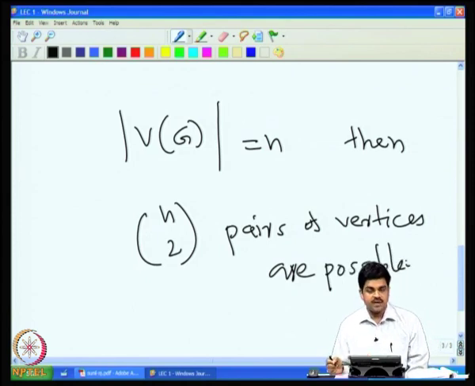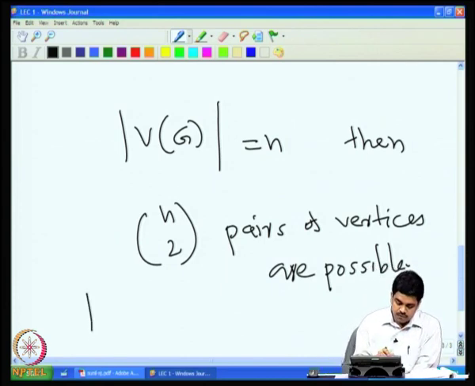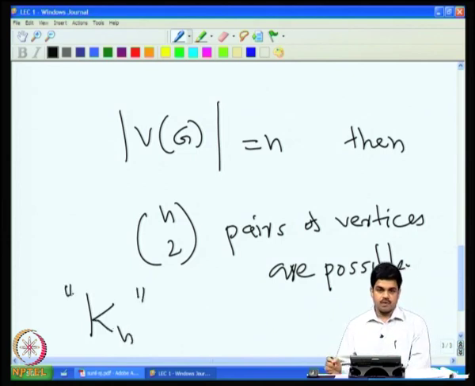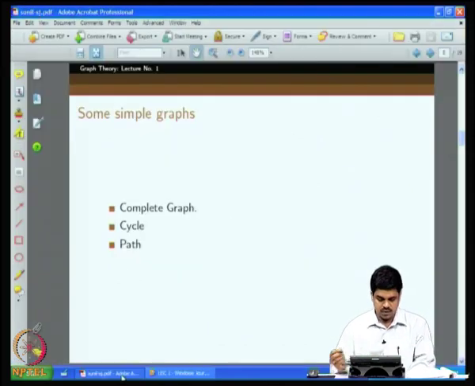Corresponding to each pair, we have to have an edge. Then it is called a complete graph on n vertices. The notation for the complete graph on n vertices is Kn.